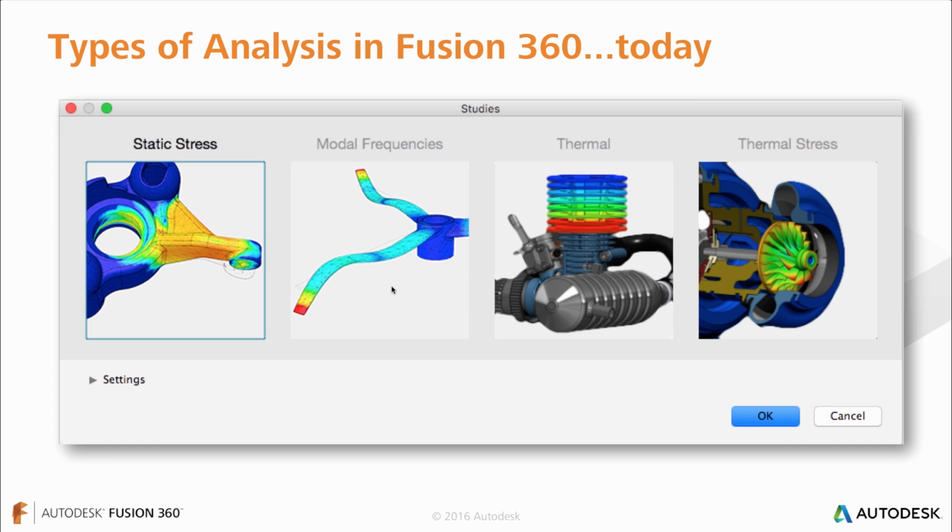Inside of Fusion 360 today, we have 4 different study types. Static stress, and that's the one we're going to be focusing on a lot, and that's the one that most people will probably be using. Essentially, it helps you figure out how your designs react to things like forces and pressures and force displacements and things like that. There's also the ability to do modal frequency studies, so to understand how your bodies might react when there's vibration.